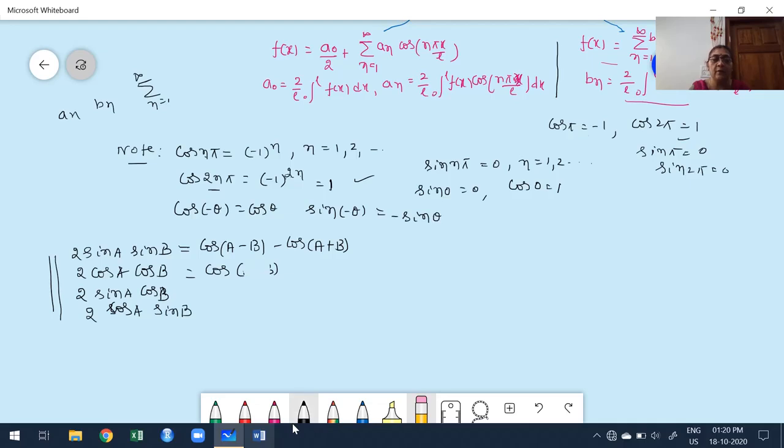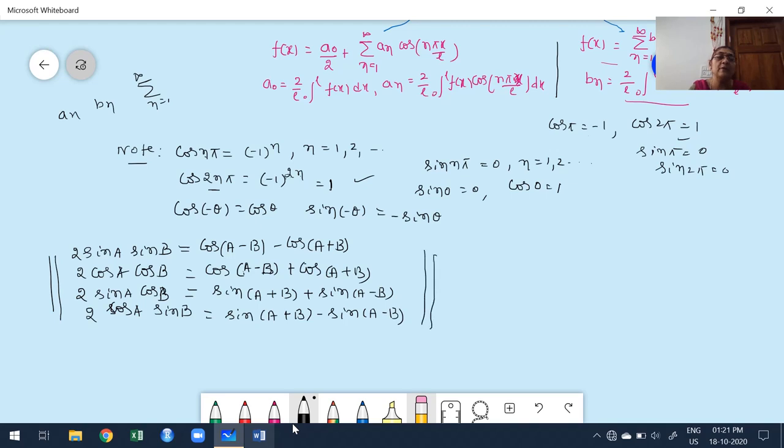Because what do we want actually? 2 cos A cos B is cos of A minus B plus cos of A plus B. Similarly, you write down 2 sin A cos B using sin of A plus B and sin of A minus B; it is nothing but sin of A plus B plus sin of A minus B. So 2 cos A sin B is what actually? Sin of A plus B minus sin of A minus B.